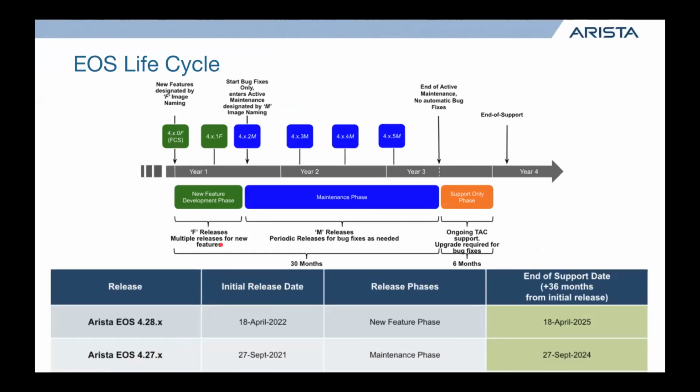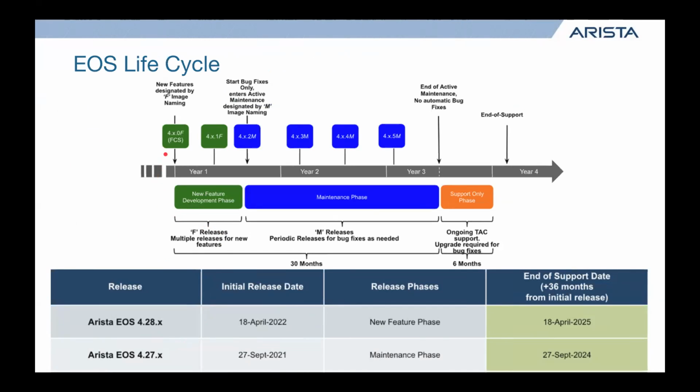So I said active release. What does that mean? Here I'm talking about trains that are still inside their life cycle. Our EOS follows a 3-year life cycle that we split into 3 phases. First, you'll see we have our new feature development phase, and that's where we're releasing our F images.